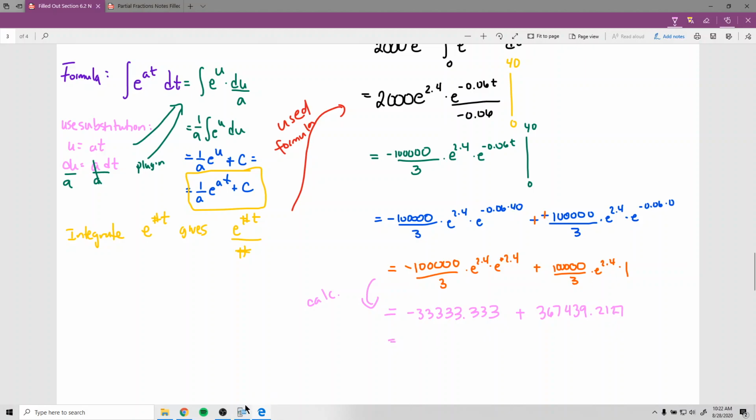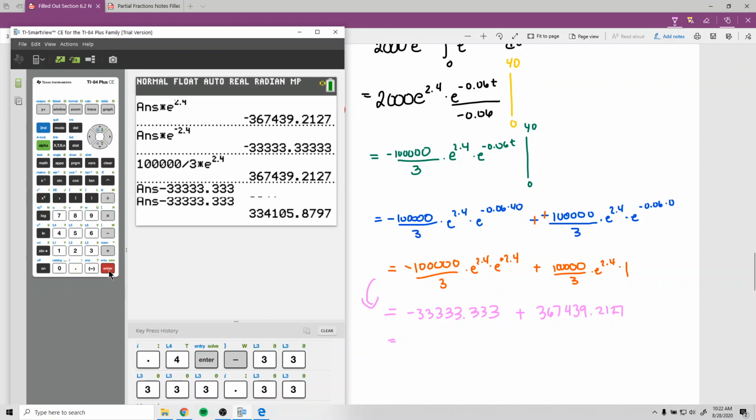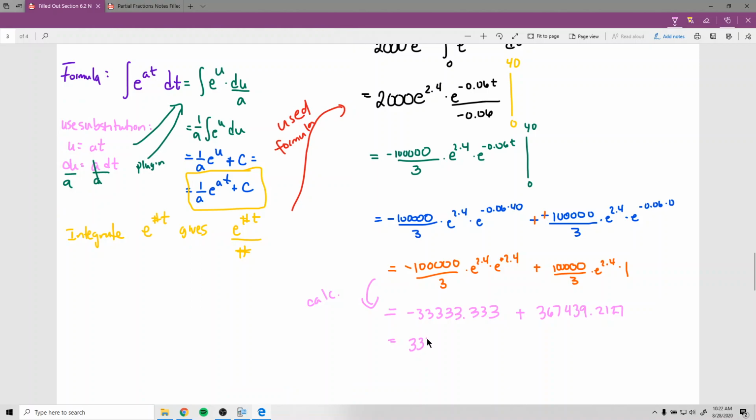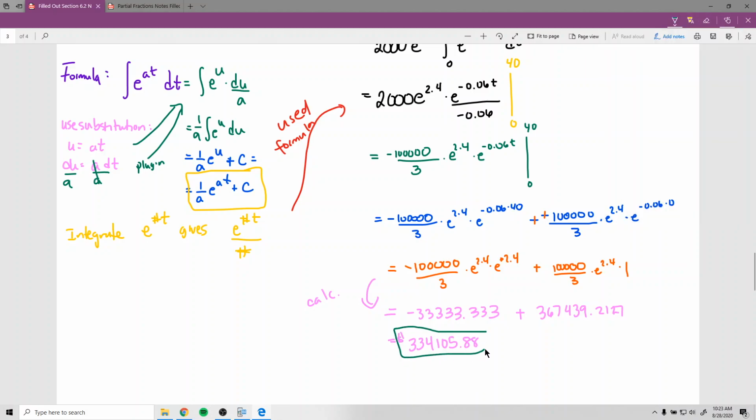And go ahead and just add these together in the calculator now. I'm going to take my last number since it's added and then subtract that 33,333.33. And we get $334,105.88. That is the future value of this investment.